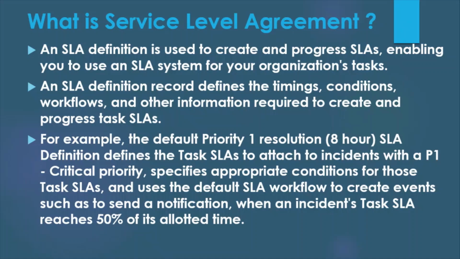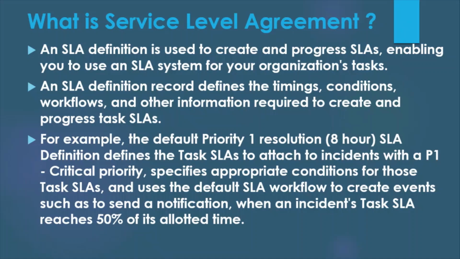which is defined in our SLA. So where do we define a service level agreement? There is one table, SLA definition, where we define the SLA. An SLA definition is used to create and progress SLAs, enabling you to use an SLA system for your organizational tasks. An SLA definition record defines the timing, condition, workflows, and other information required to create and progress task SLAs.